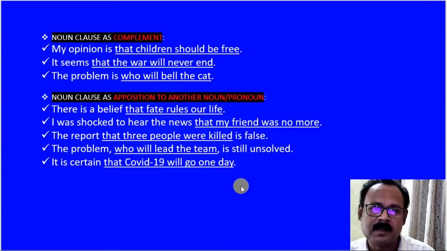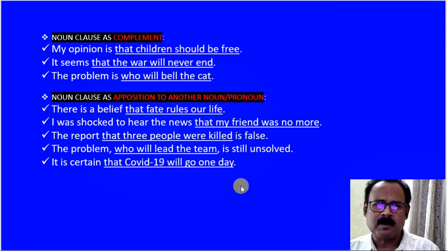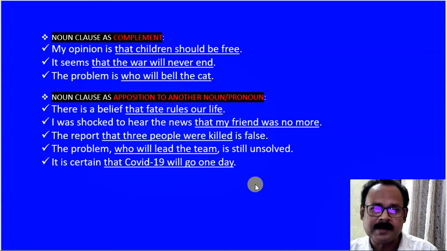Seem, sound, appear, all these verbs, these are the link verbs. So, the noun phrases that come after the link verbs are used as complements in a sentence. Similarly, the noun clauses that come after the link verbs are also used as complements in a sentence. For example, my opinion is that children should be free. The noun clause is that children should be free. Look at this sentence.